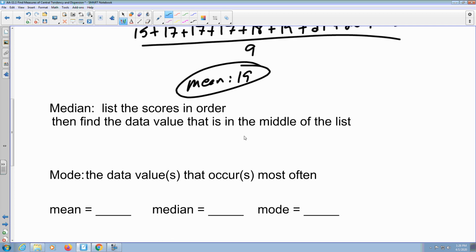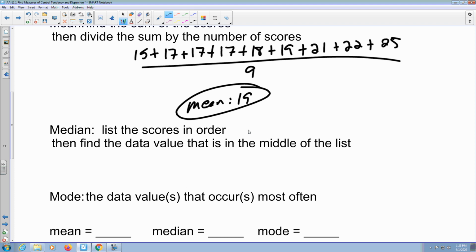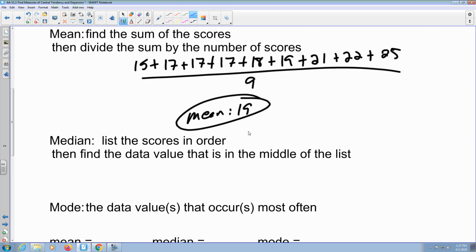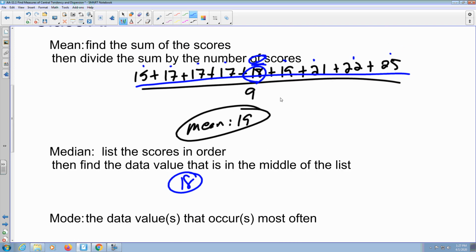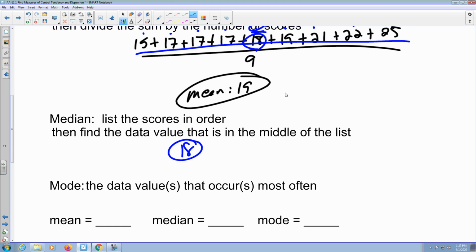All right, so now to find the median, I'm just going to use this data here to help me out. I have 9 of them, so it's going to be 1, 2, 3, 4, 5. 1, 2, 3, 4, 5. So 18's the number. And then I just look here, the one that occurs most frequently, I see that 17 is there 3 times. So mean is 19, median is 18, mode is 17.